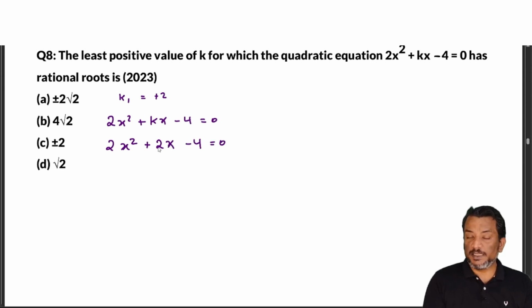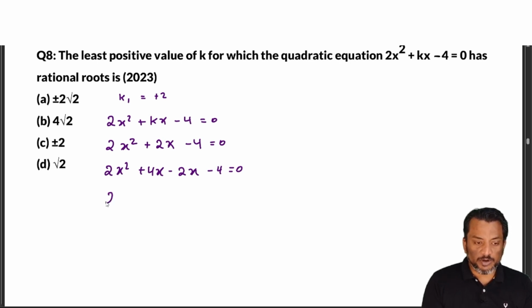Now you can split the middle term, that is 2x. So we split it and you will get 2x square plus 4x minus 2x minus 4 is equal to 0. Okay, now here we will do it in a simple way.